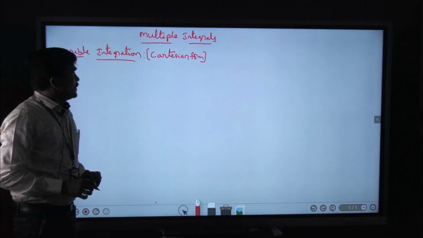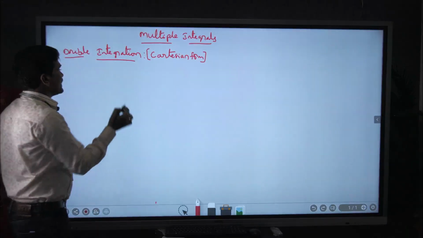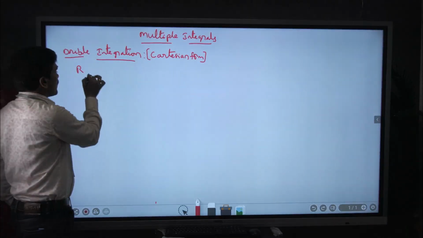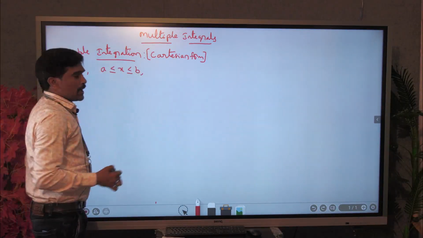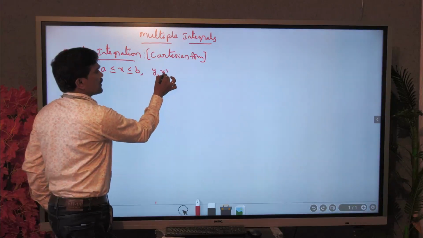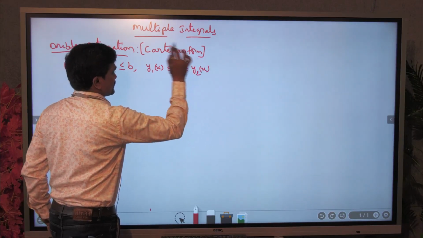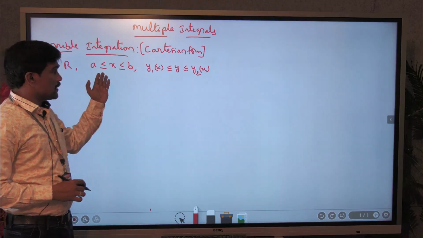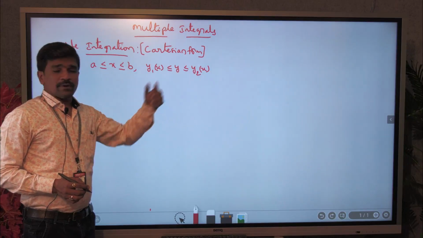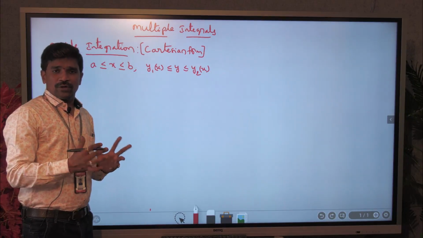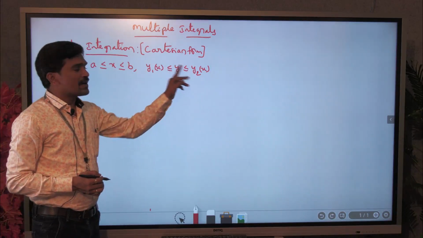Suppose region R can be described by inequalities: a less than or equal to x less than or equal to b, and y1 of x less than or equal to y less than or equal to y2 of x. So R can be described by these two conditions. Here y equals y1 of x and y equals y2 of x give the required bounded region. Now how to integrate this? Here y1 and y2 are functions of x.